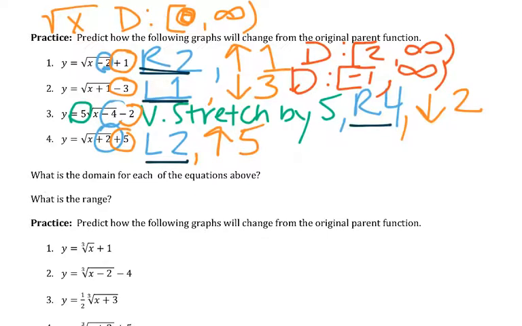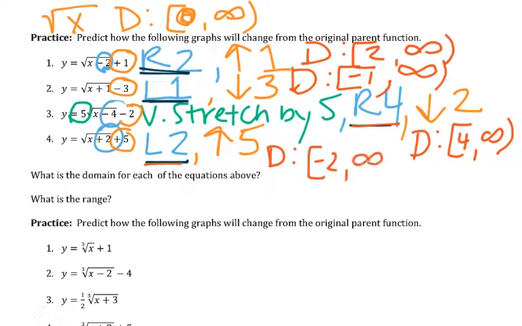For number 3, I don't have a ton of room to work, but we moved right 4. That means it's 4 to infinity. And for number 4, we moved left 2. That means our domain is negative 2 to infinity.